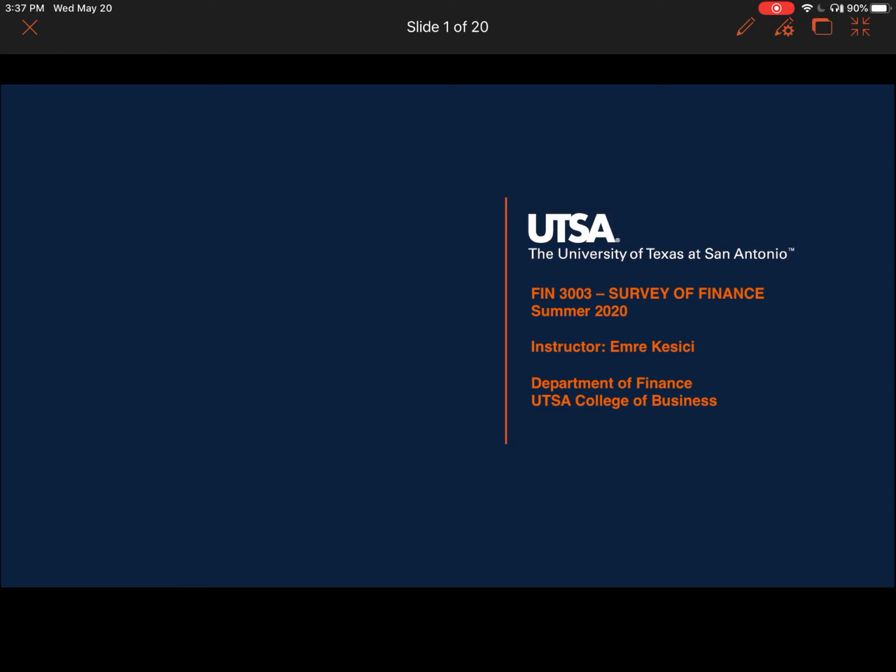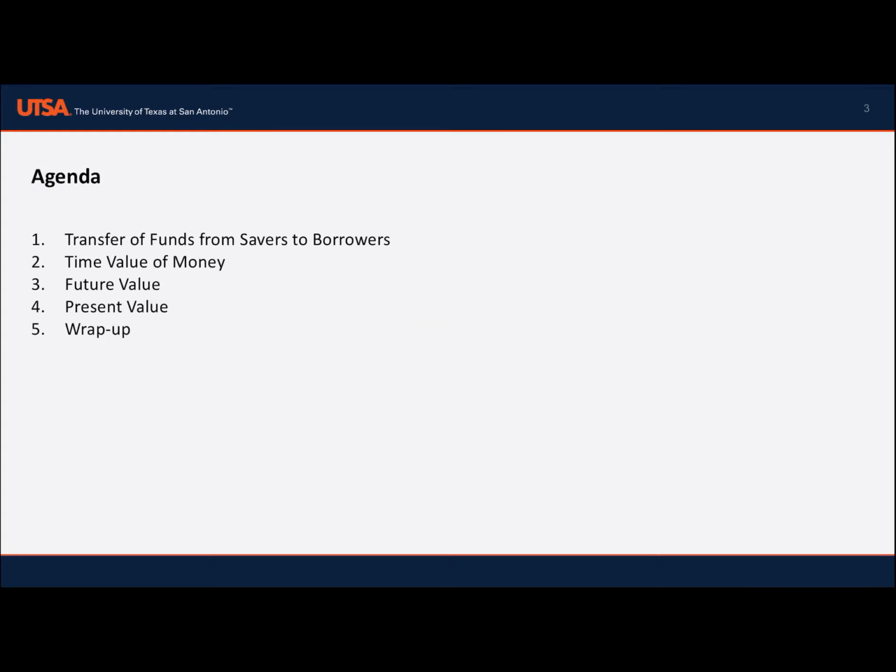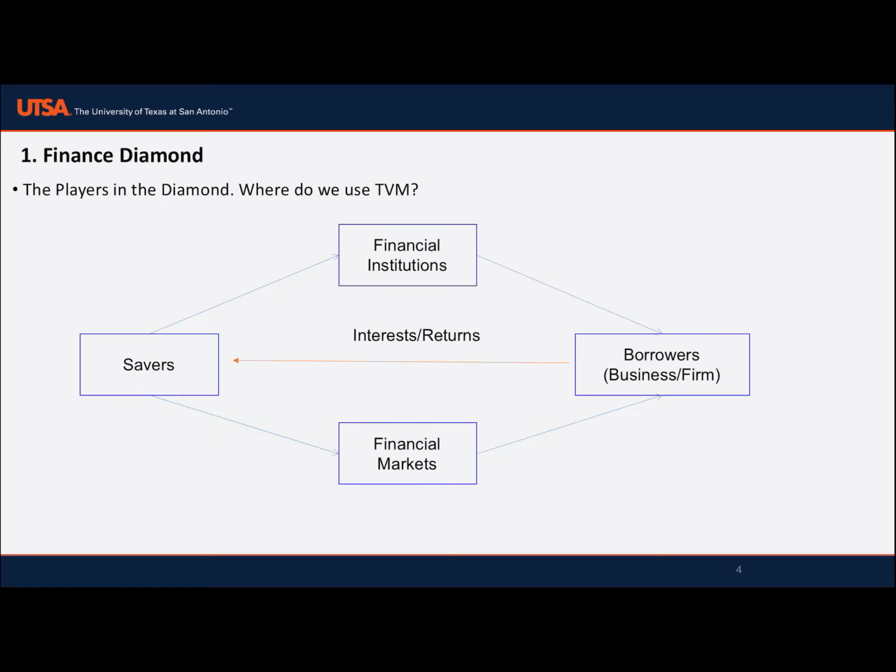Today we will be focusing on Chapter 7, the time value of money, part 1. The agenda is the transfer of funds from savers to borrowers, the time value of money, the future value, the present value, and a wrap up. As you remember, the diamond has savers and borrowers, and financial institutions and financial markets.